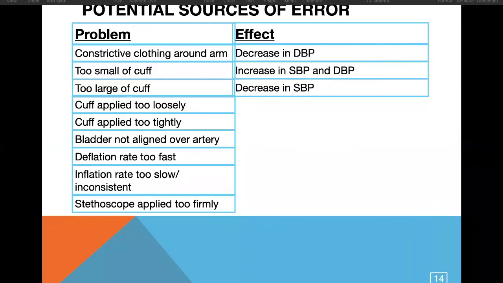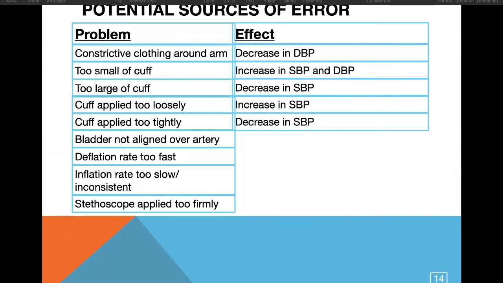All right, how about that cuff being applied too loosely, where it's just falling down their arm? It causes an abnormal increase in systolic pressure. If we put it on too tightly, a decrease. It should just be snug. Snug enough where it stays on the arm and doesn't fall off, but isn't constricting to begin with. If we don't align the bladder over the artery, it tends to cause an increase in both systolic and diastolic pressure. We're just not reading it accurately, and we're not squeezing that artery as accurately as we could be.